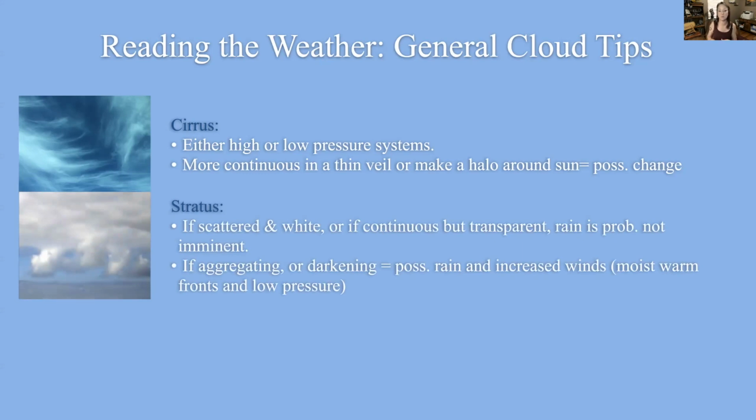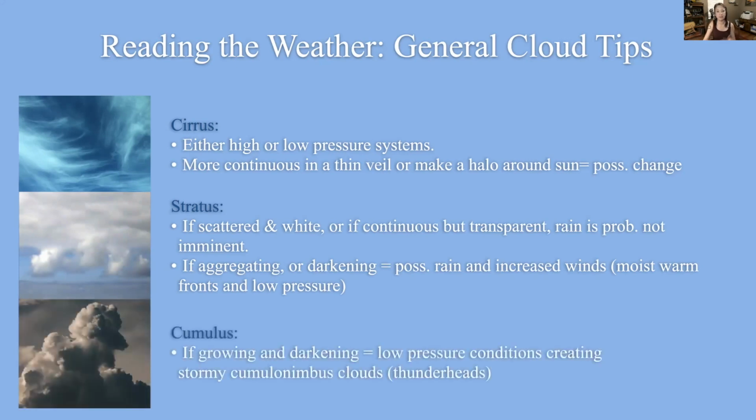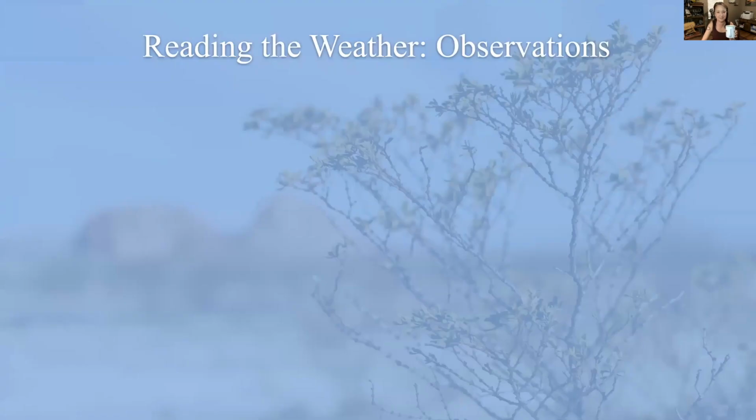Stratus clouds, if scattered and white or continuous but transparent, rain is probably not imminent. But if they're aggregating, darkening, possible rain and increased winds. So that's often associated with moist, warm fronts and low pressure. And then cumulus clouds, if they're growing, darkening, it's probably low pressure conditions creating stormy cumulonimbus clouds, which we call thunderheads, which we're hoping to get lots of coming up this summer in Tucson because we're way behind on rain.